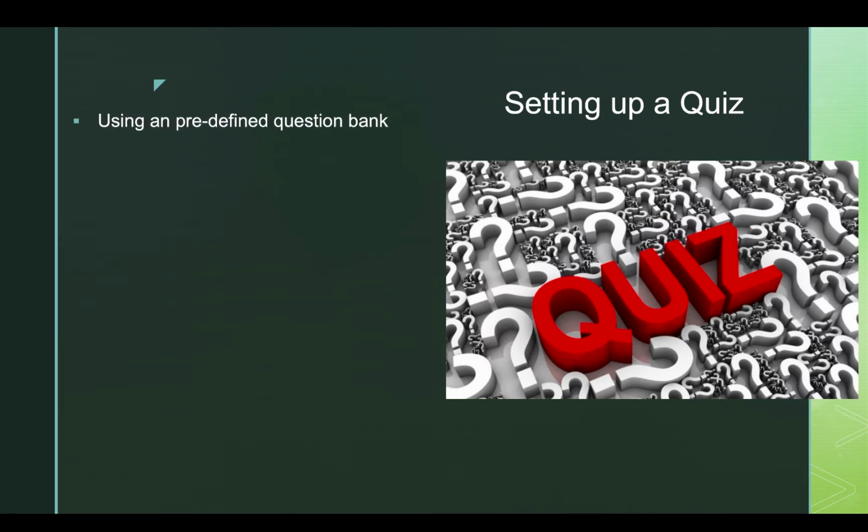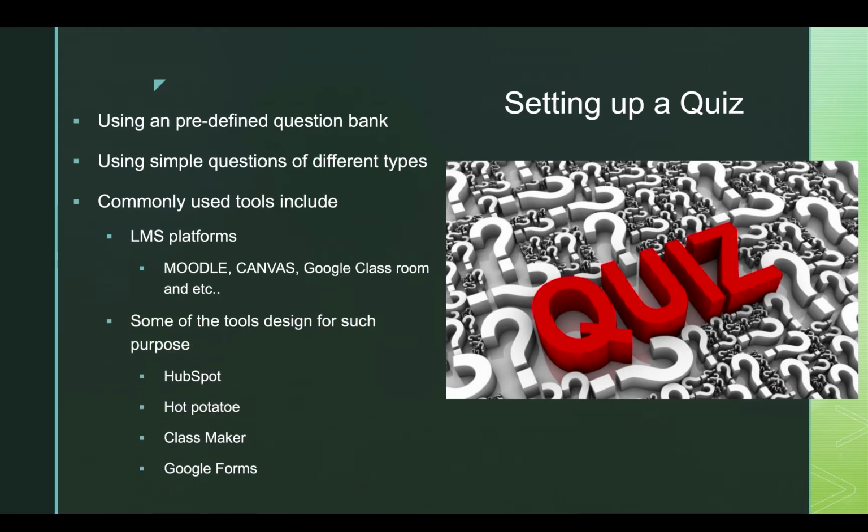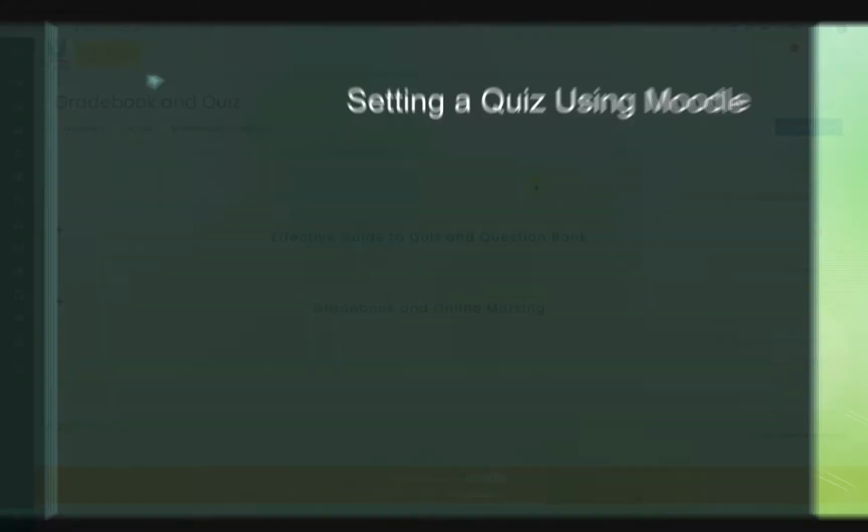Setting up a quiz. To set up a quiz, you will require a predetermined question bank, using simple different question types to set up the quiz. The commonly used tools include LMS platforms, Learning Management System platforms, such as Moodle, Canvas, Google Classroom, etc. Some of the tools that can also be used to design quizzes include HubSpot, Hot Potato, Classroom Maker, and Google Form.